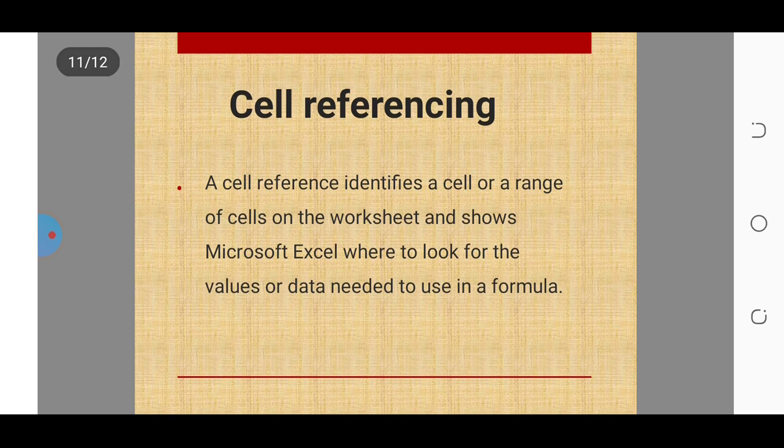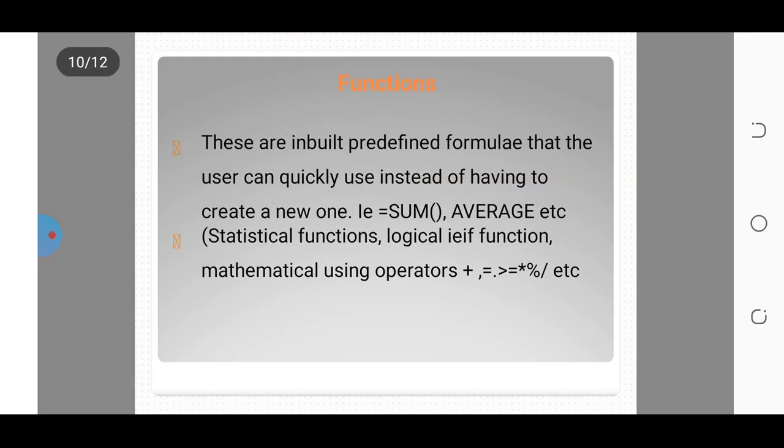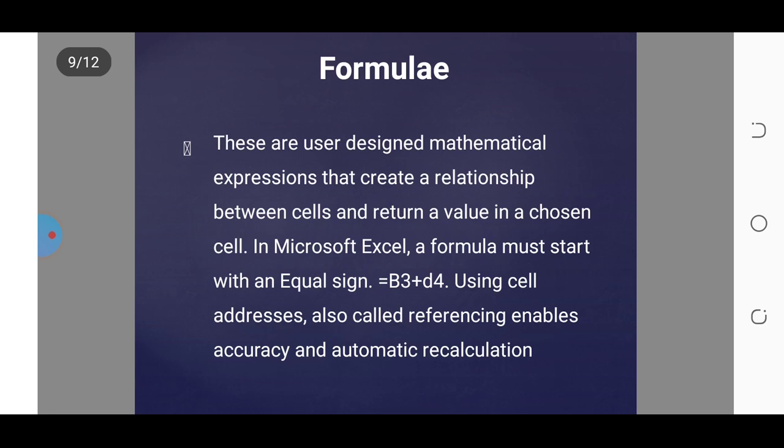Okay, we look at cell referencing. A cell reference identifies a cell or a range of cells on the worksheet that shows Microsoft Excel where to look for the values or data needed to use in a formula. That is what we call a cell reference. As we said, if we want to carry on different calculations in Excel, we shall begin with an equal sign. We have here an example, B3 plus D4, and we said these are cell addresses, B3 and D4.